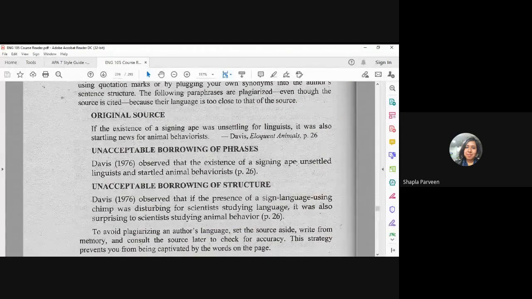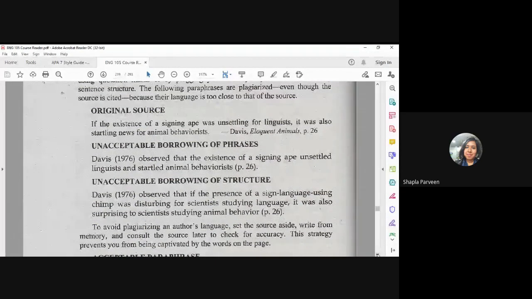Yes, basically it's the same. Direct, it's too similar. It's just the same thing. That's why this is unacceptable. Okay, what about the second one then? Davis, 1976, observed that if the presence of a sign language using chimp was disturbing for scientists studying language, it was also surprising to scientists studying animal behavior. So, what's wrong with this one then? The first one we understand is just too similar, almost the same as the first. What about the second one?